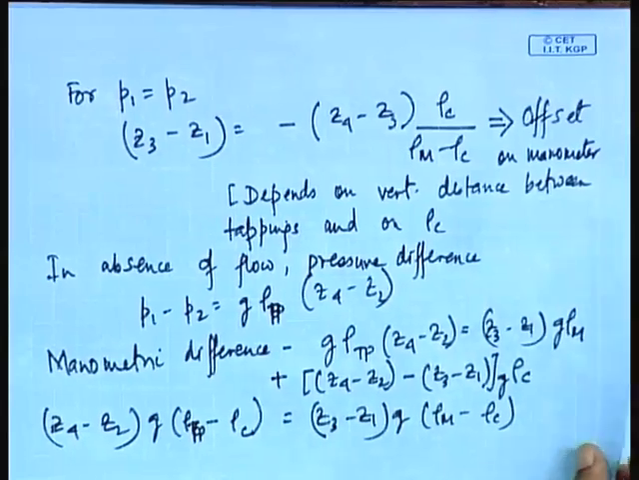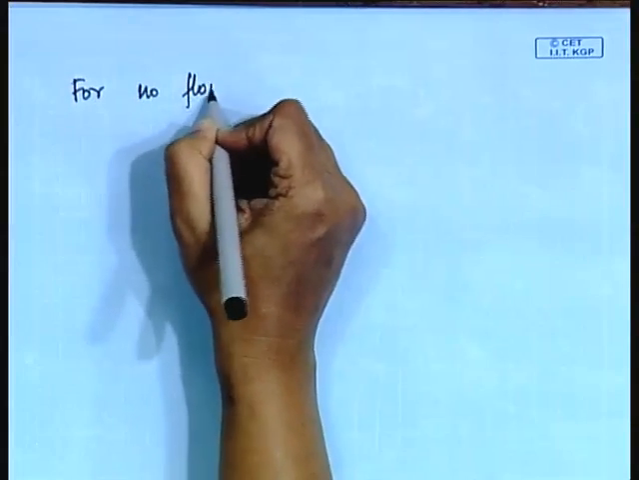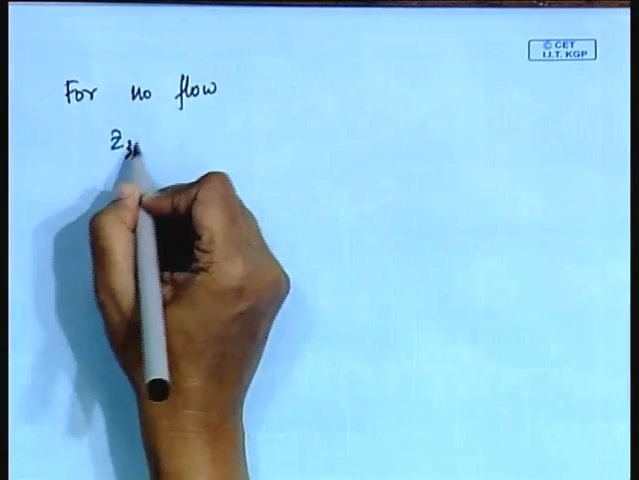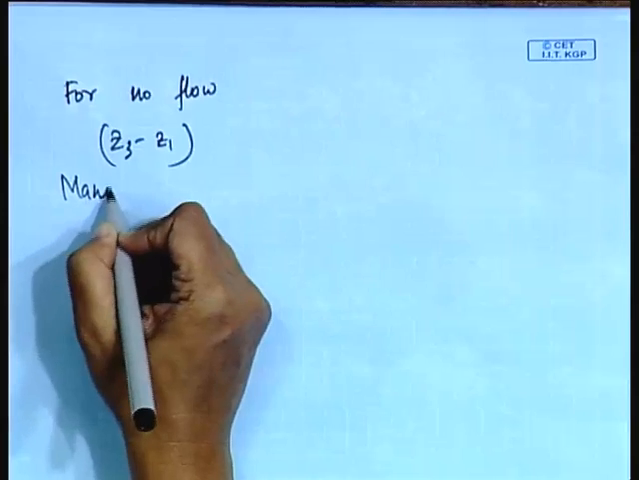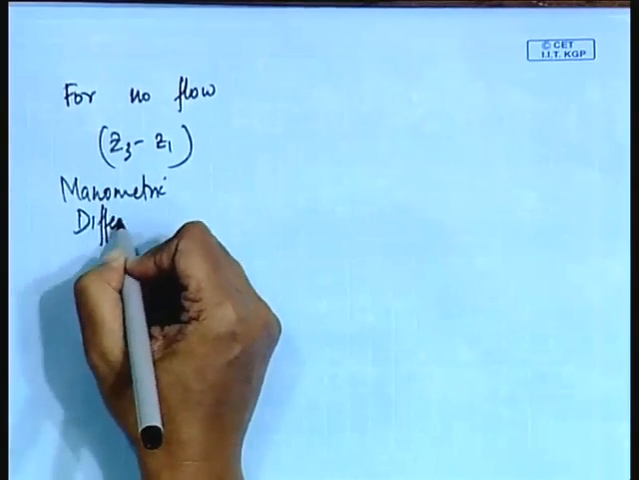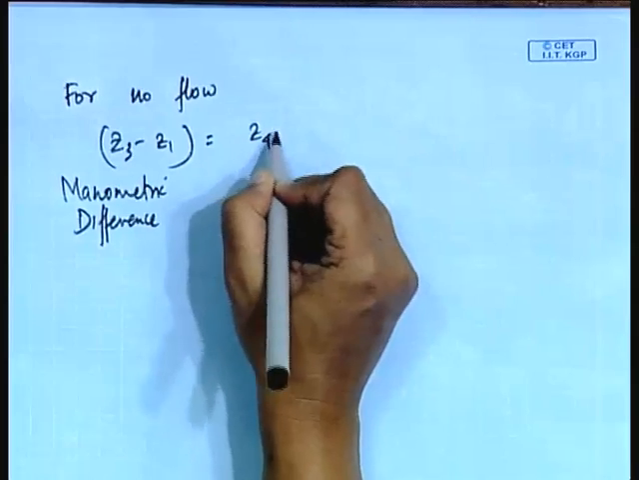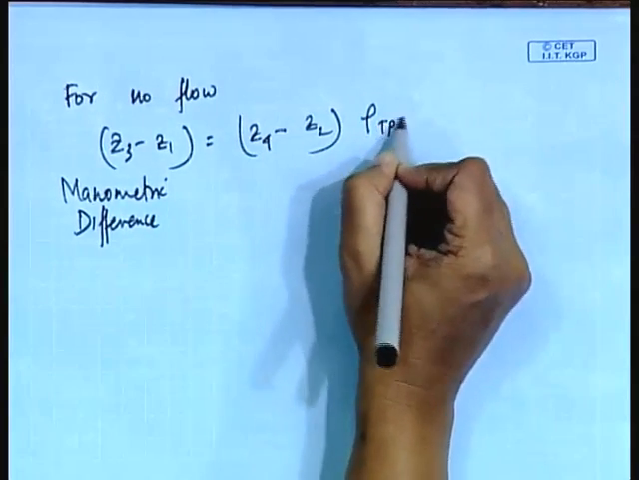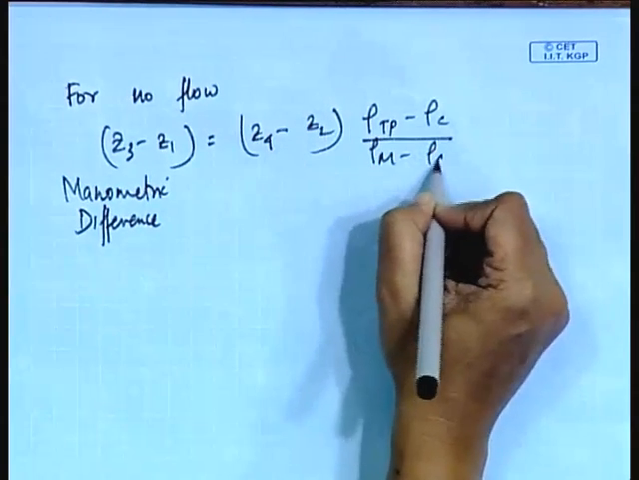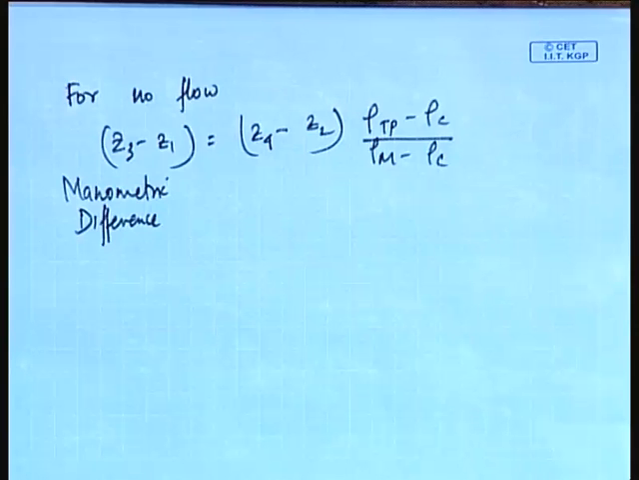Or in other words, when there is no flow in the pipe, we get Z3 minus Z1, which is nothing but the manometric difference. That means when the two-phase mixture is simply standing there, we should get Z3 minus Z1 equals Z4 minus Z2 into rho TP minus rho C by rho m minus rho C. Is it clear to you? The derivation which I have done, is it clear to you? Fine. So from this final expression, what do we deduce?